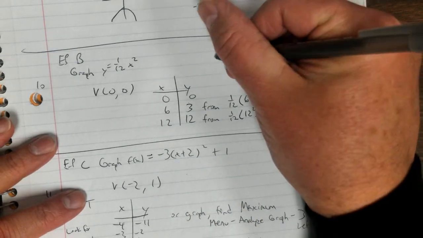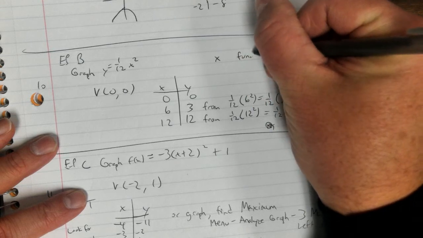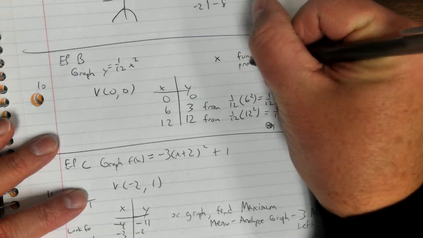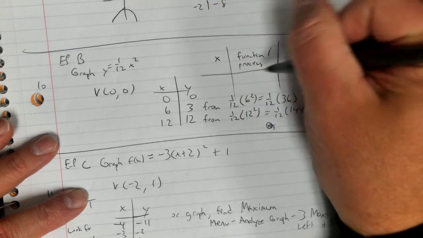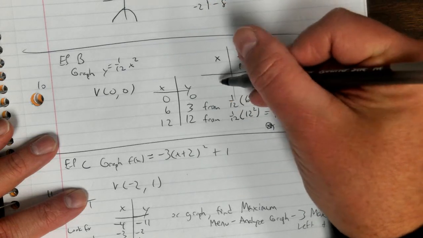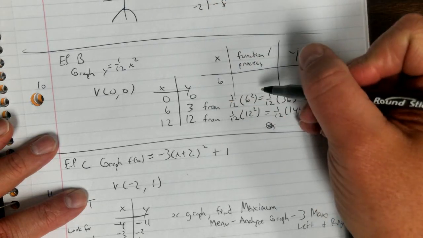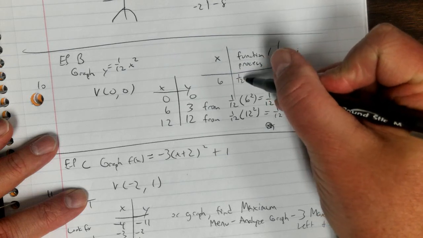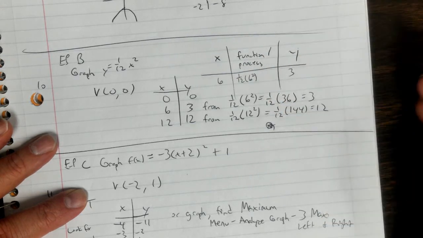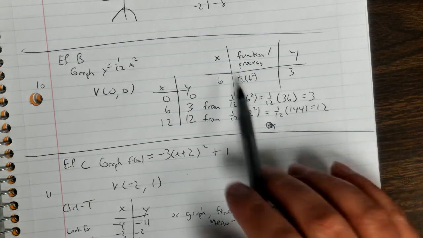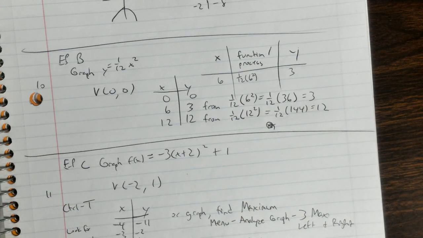Sometimes what they have is an x column, a function or a process column, and then a y column. And so you're able to do this, this way too. So this would be your 1/12 times 6 squared, and then this would be 3. So I've seen different books have it this way also.